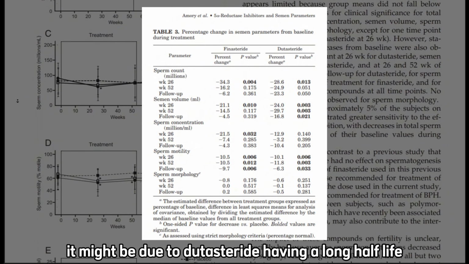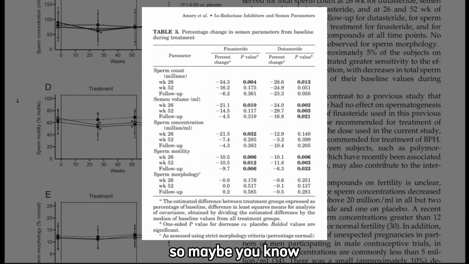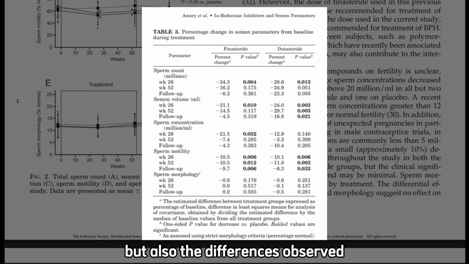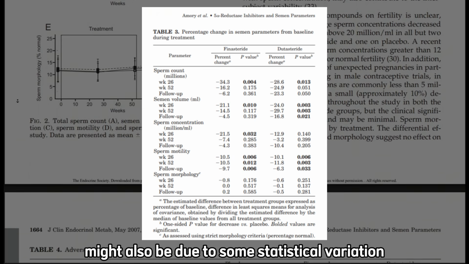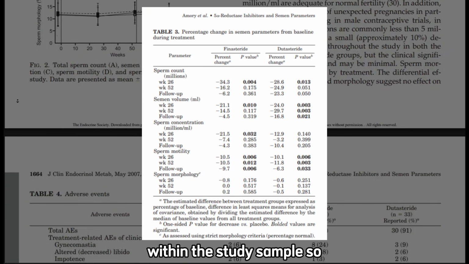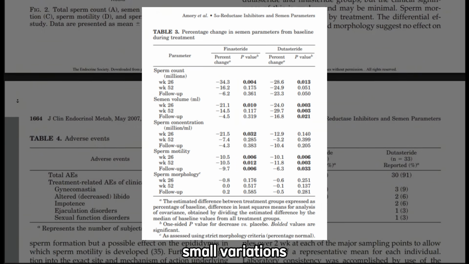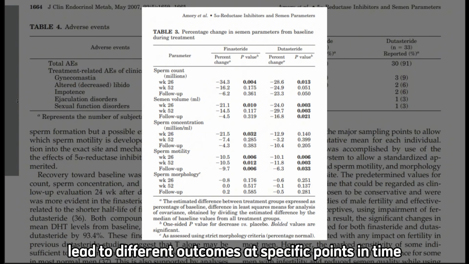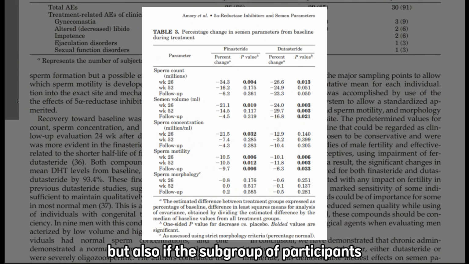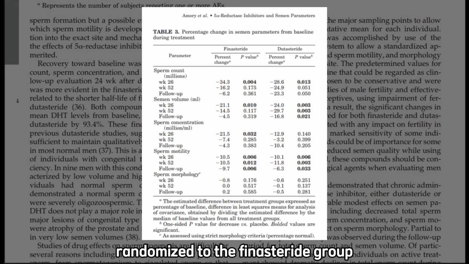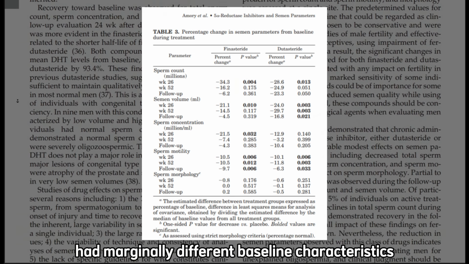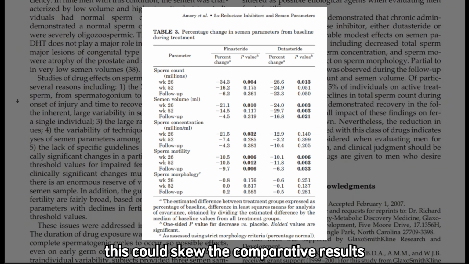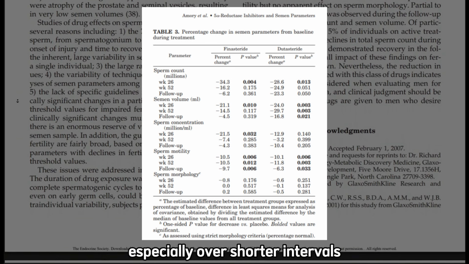Now, it might be due to dutasteride having a long half-life, so maybe finasteride works sooner at reducing those semen parameters. But also, the differences observed might be due to some statistical variation within the study sample. So small variations in the response of different individuals to medications can lead to different outcomes at specific points in time. But also, if the subgroup of participants randomized to the finasteride group had marginally different baseline characteristics concerning semen quality, this could skew the comparative results, especially over shorter intervals.